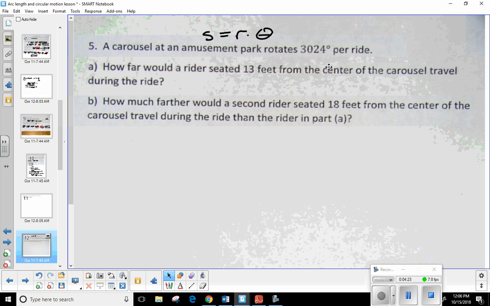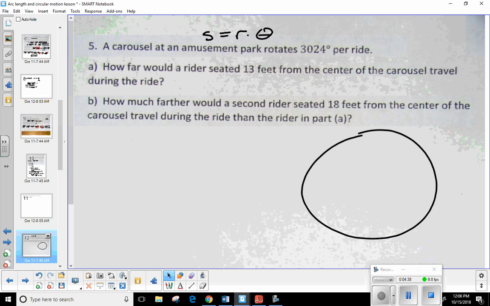So a carousel at an amusement park rotates 3,024 degrees per ride. Okay, so A, how far would a rider seated 13 feet from the center of the carousel travel during the ride? Okay, so you've got a carousel.